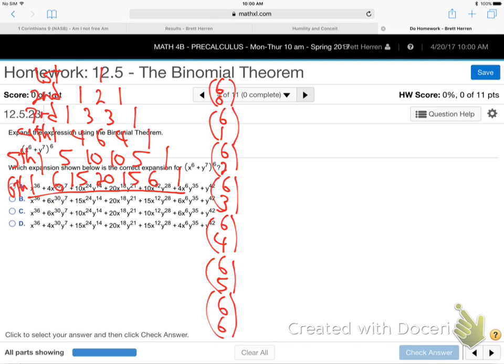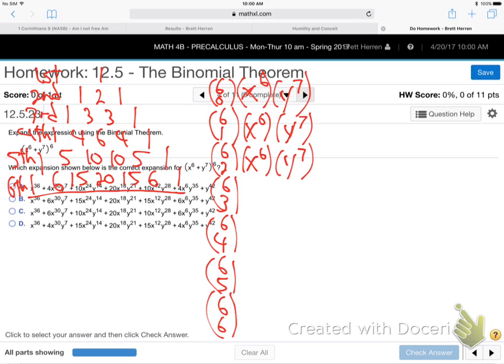Now, this is going to be x to the 6th, and what's the second one? Y to the 7th, to some other powers. Right? You with me? So, because it's a binomial, a two-termer, the first one is x to the 6th, the second one is y to the 7th, to some other power. So we got to put other powers on each of these according to the pattern.